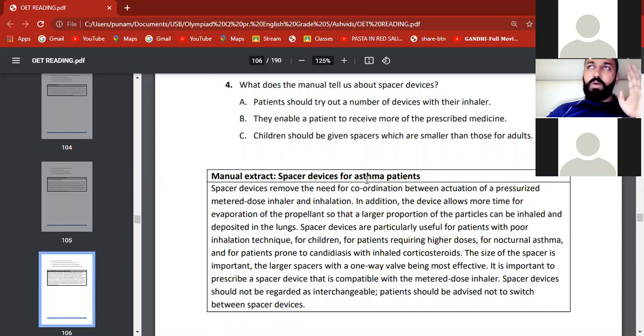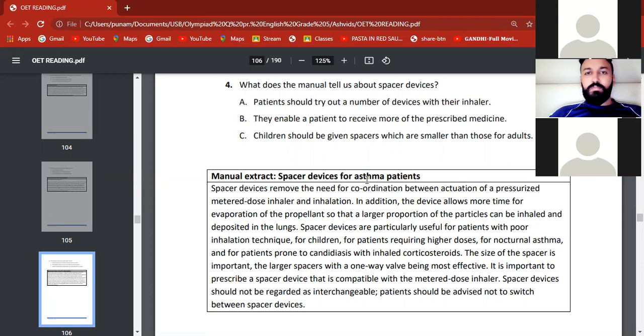Toby, whenever you read an option, you have to keep two or three keywords in your mind, and you need to carry them in your short term memory until you reach the text. For example, here in the first one, trying a number of devices. So number of devices is going to be your keyword. You're going to be looking for that in your text. Okay, next.